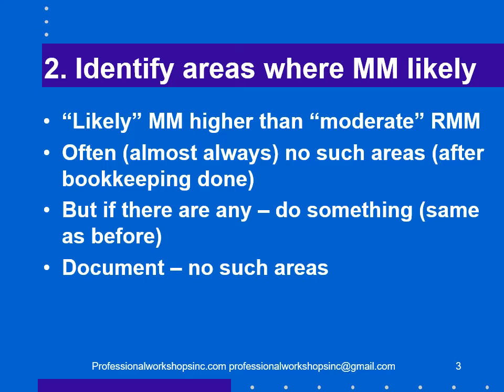And I think most reviews are simple, so often, indeed almost always, there will be no such areas after the bookkeeping's been done. But if there are any, of course you should do something. And that's kind of the same requirement as before, as if we thought something was wrong, we did something about it to correct it. So the simplest way of dealing with this is to document that there are no such areas. That would be the simplest thing, and say, I've understood my client and I've thought about this, and there are no areas where material misstatement is likely.